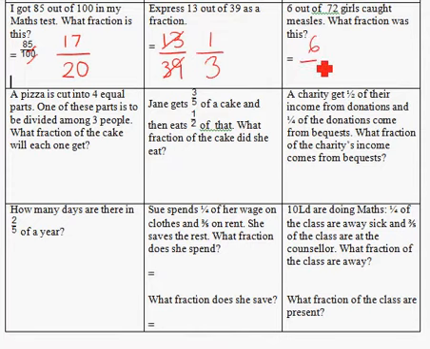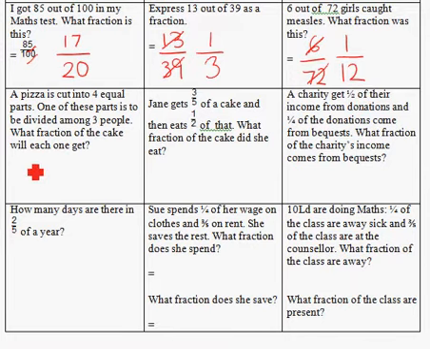6 out of 72 girls caught measles. What fraction was this? 6 goes into both of these. Highest common factor of both is 6. 6s into 6 go once. 6s into 72 go 12, 1/12.